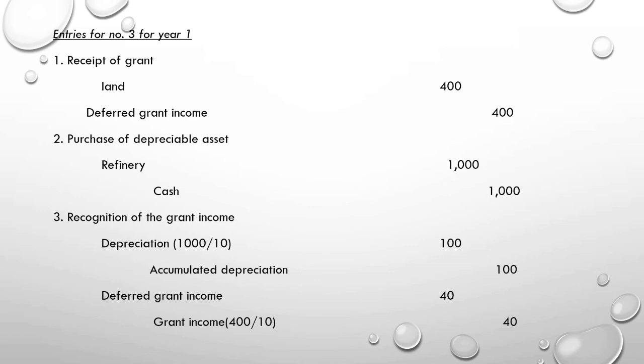Then we recognize the depreciation for the year. 1,000 divided by 10 is 100, so we debit depreciation and credit accumulated depreciation of 100. Lastly, we recognize the portion of the grant in proportion to the depreciation of the asset. We divide 400 over 10, which gives us 40. Again, debit deferred grant income of 40 and credit grant income for 40.